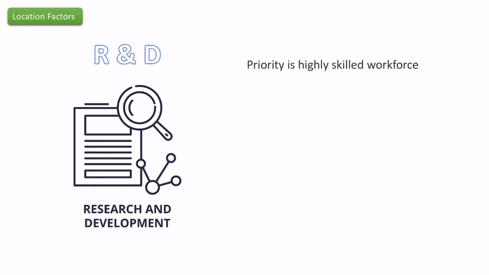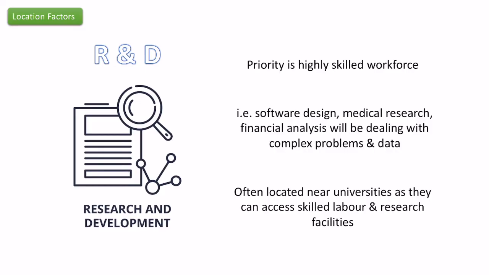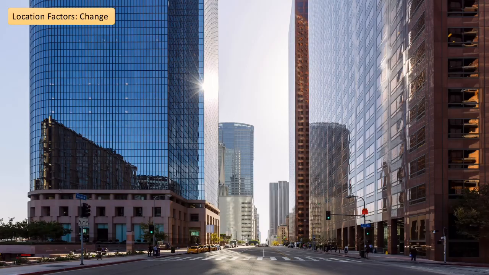Research and development, this is what we call the quaternary sector, and therefore the most important factor is the high skilled workforce. If I'm working in software design or medical research, I'm going to be dealing with really complex problems that need people with degrees. It's often going to be data problems, so they require a high level of education to do that. Therefore, research and development will often go near very high-end universities where they can get access to that skilled labour, and universities often have research facilities that they can use and partner up with.